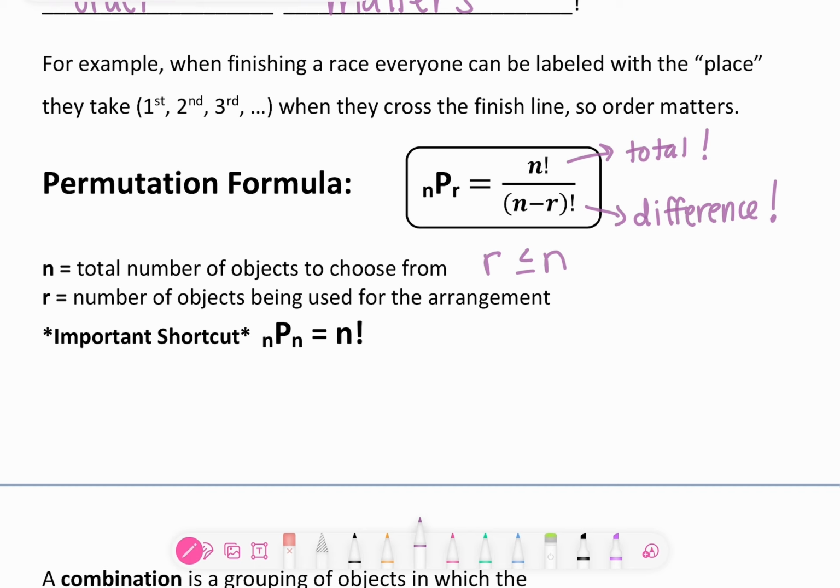Now an important shortcut, okay, because if n is r, then the difference is going to be 0. And 0 factorial is going to equal 1 like we talked about above, right? So that means that if you end up using the exact amount that you have available, it's just that number factorial. It's just the total factorial.